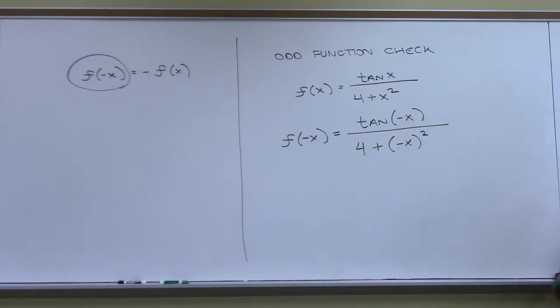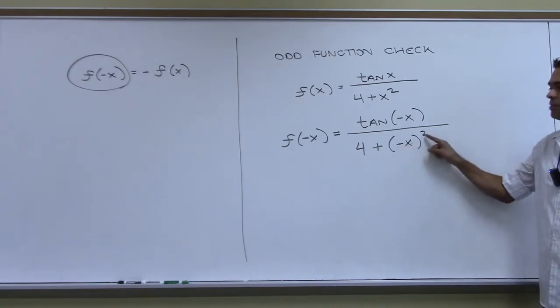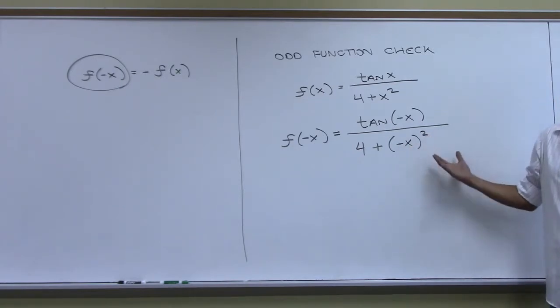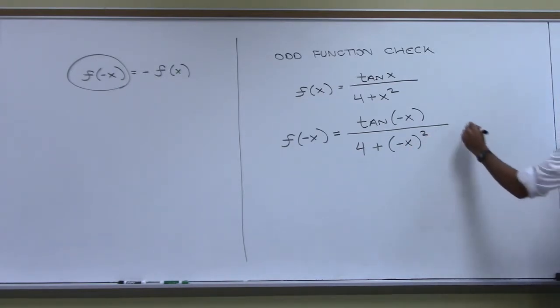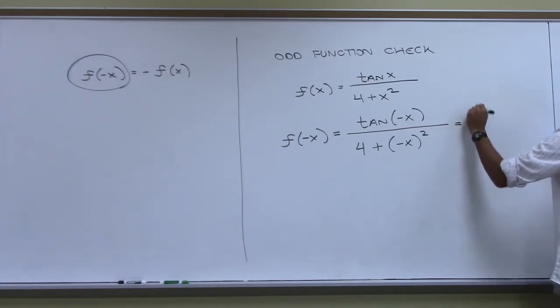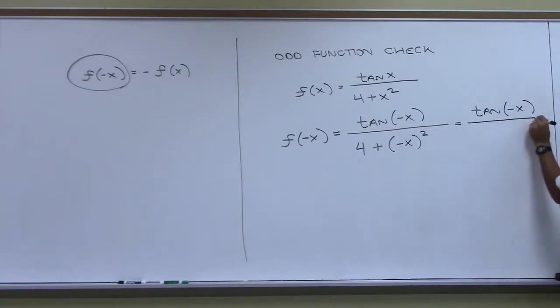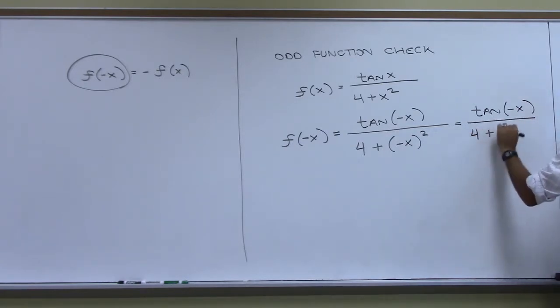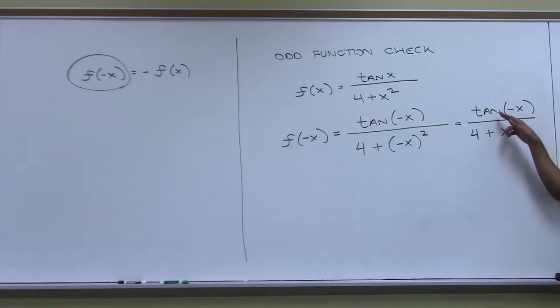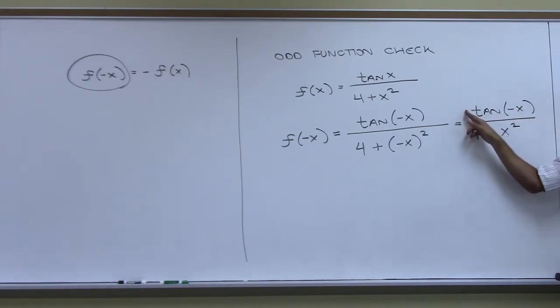What happens if I take negative x and square it? It's still x squared, right? Still positive x squared. So this is just tangent of negative x over 4 plus x squared. And now what we're going to need to know is what happens if you have a negative inside of a tangent? You can pull this out front because tangent is an odd function.